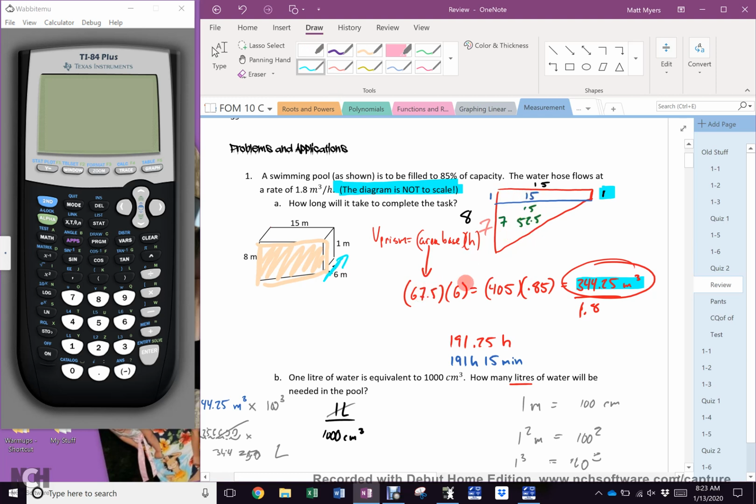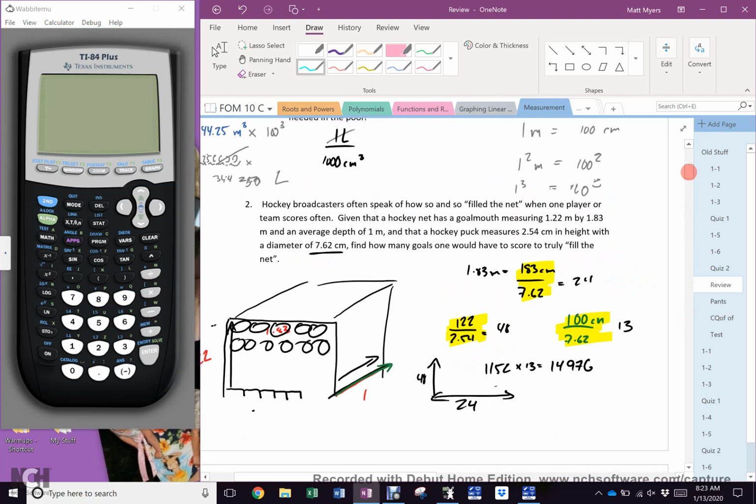Got 67.5 times 6 to get the volume of the whole pool, which was 405. Then you multiply by 0.85 to get how many meters cubed. Then, of course, you divide it by 1.8 to get 191.25 hours. Or, of course, since hours are not measured in decimals, 191 hours, 15 minutes.